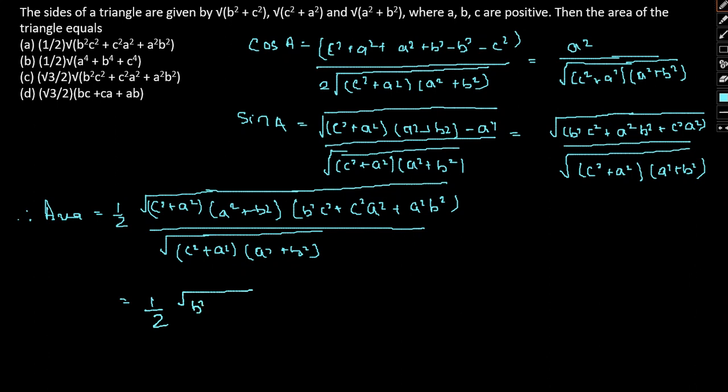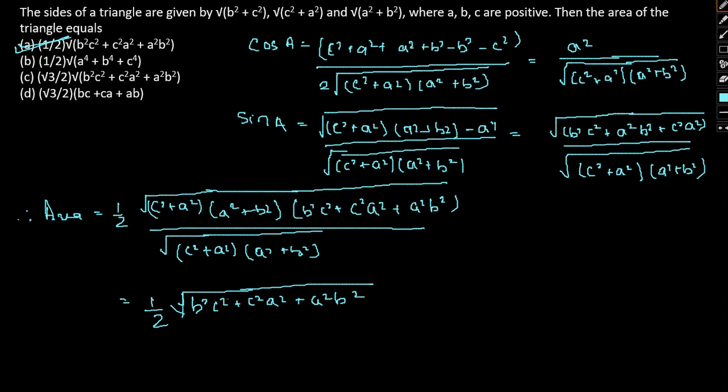Okay, which would in turn give us half root under b square c square plus c square a square plus a square b square, the entire thing under the root. Okay, so if we take a look at the options, half root under b square c square plus c square a square plus a square b square, so option A is the correct answer.